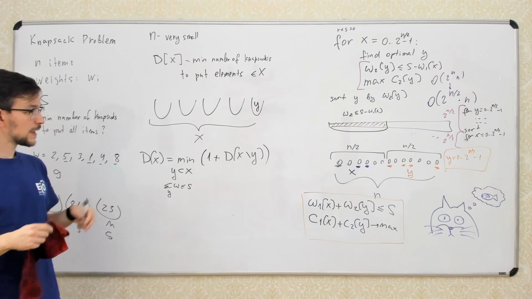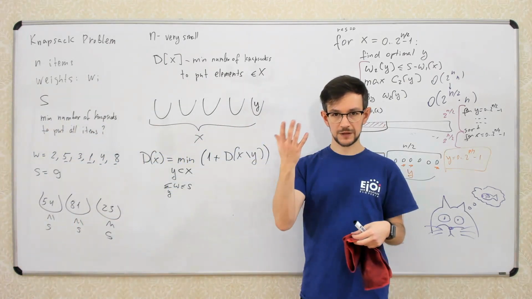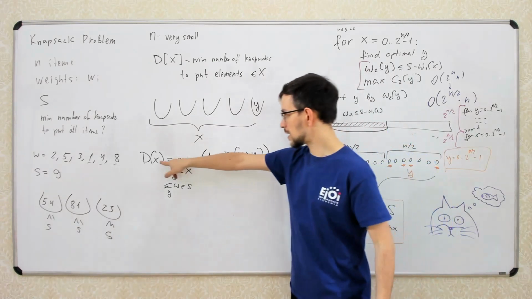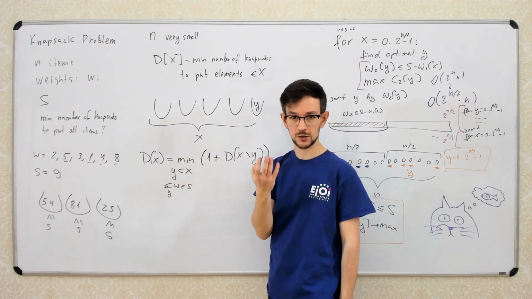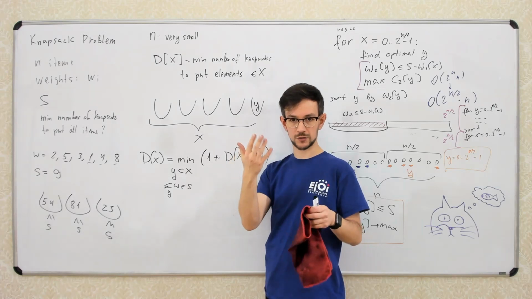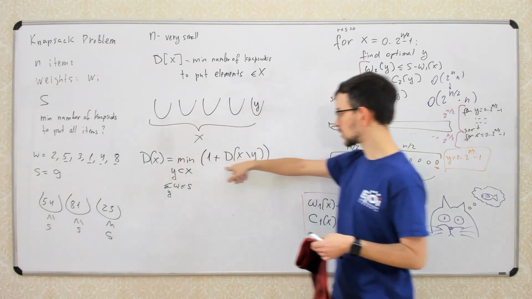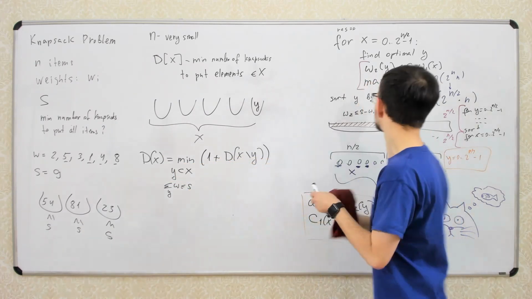Again, it's slightly different from before. We use this subset as a parameter of our dynamic programming. And here I use this D of some set X, where X is the set of elements. But we just enumerate all the sets with integer numbers, so we can use this set as an index in the array. And here we just recalculate this value by iterating over all subsets of X.